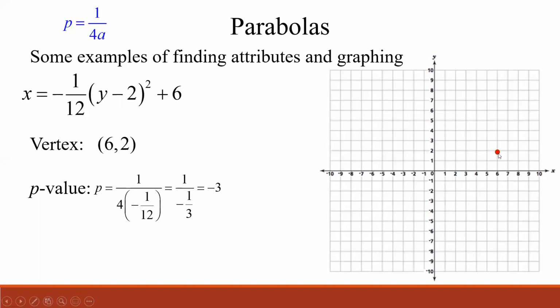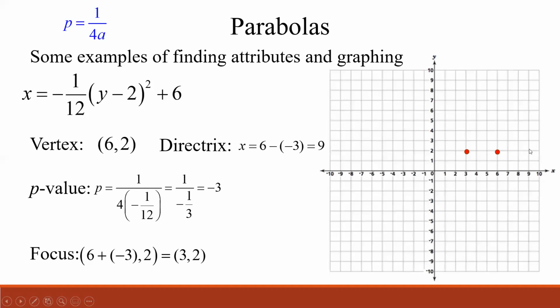Okay. And again, now I know it's going left and right. So I'm going to go to my vertex and add a -3. So I'm going to the left 3: 1, 2, 3. So my focus, if I go left 3, is at 3, 2. And remember, for the directrix, I'm going the opposite direction. So I go back to my vertex, go 1, 2, 3 to the right, which again, mathematically, 6 minus a -3 becomes plus. So we're at 9, and there's my directrix.